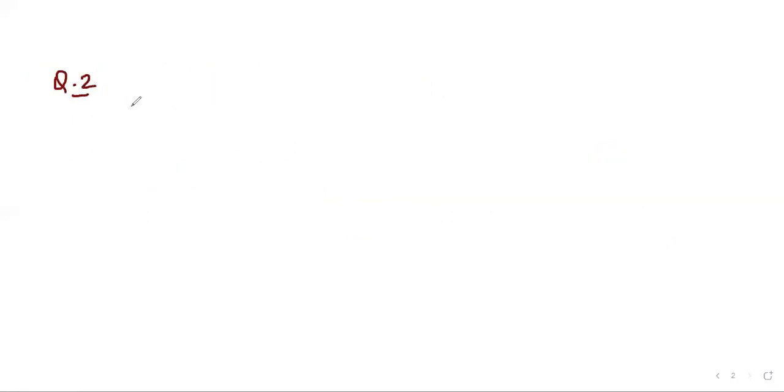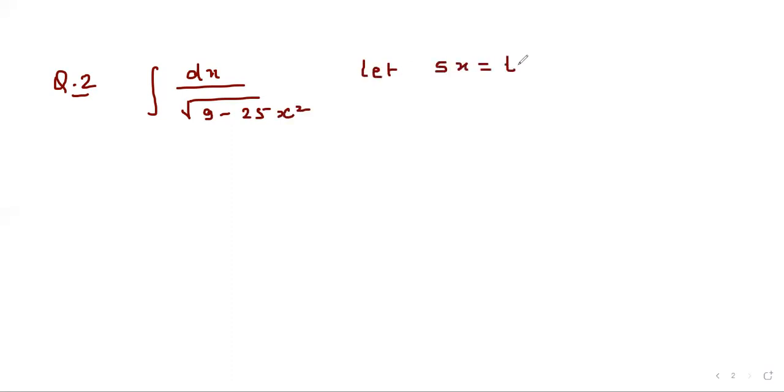Question number 2. Integration dx upon root of 9 minus 25 x squared. Let 5x equal to t. From where we get 5 dx equal to dt. We have only dx, so dx will be 1 by 5 dt.